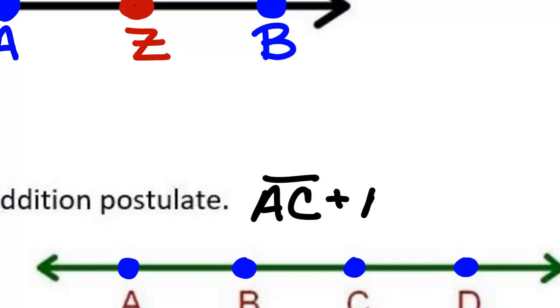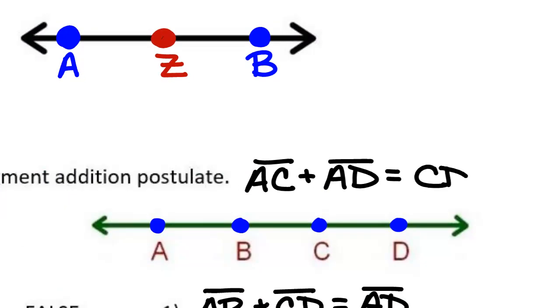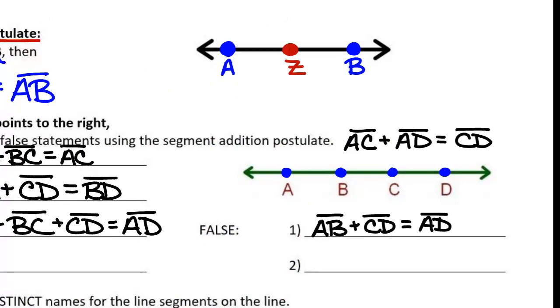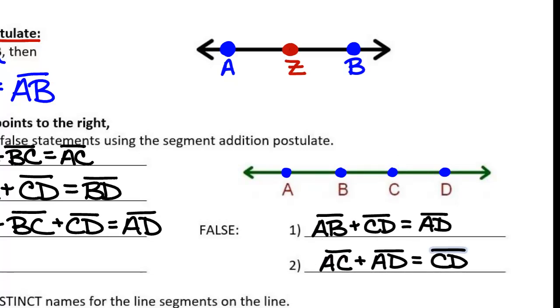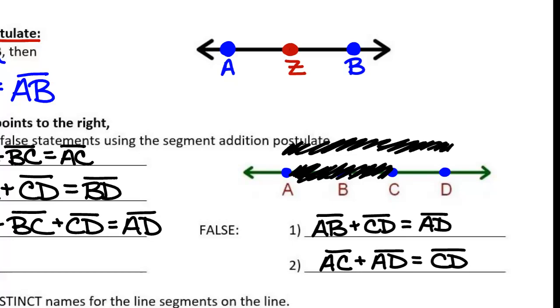AC plus AD equals CD? True or false? False. What that one is saying is that if I take this segment right here, and to that I add another segment that is this big, when I add those two together, it would give me this little piece right here. That doesn't make any sense. I can't add two bigger things to get a smaller thing.